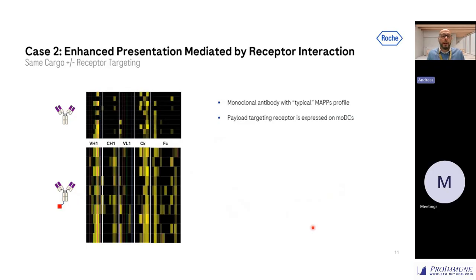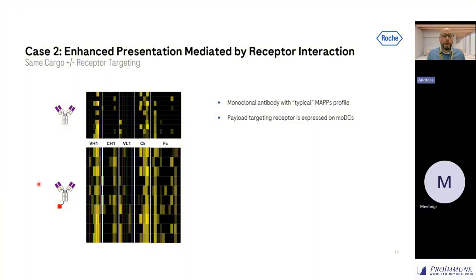Okay, case 2. Similar starting point. So again, we have a monoclonal antibody with a typical presentation as we would expect from MAPS. Here, as you can also see, the sensitivity seems to be higher. That's probably because we have this variability: we get a new instrument, you get new software and so on, and suddenly you also see new signals.